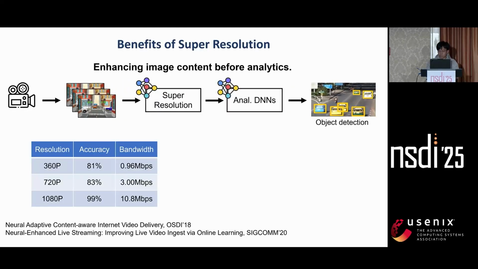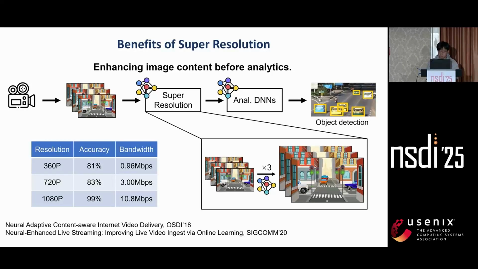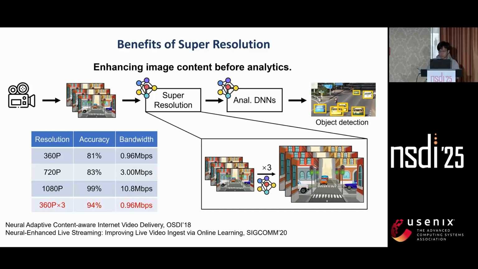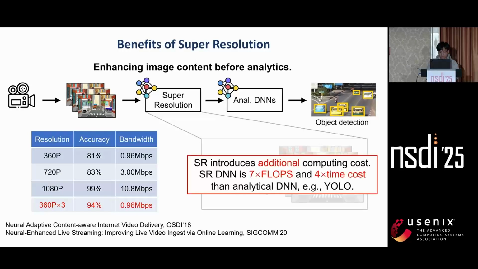Therefore, existing work has introduced super resolution techniques, employing DNN-based upsampling to address this challenge. After SR, the system achieves about 94% accuracy, while only transmitting 1 Mbps of 360p video. However, SR introduces additional computing cost. SR takes 7 times the FLOPs and 4 times the time cost of the analytical DNN, for example, YOLO.